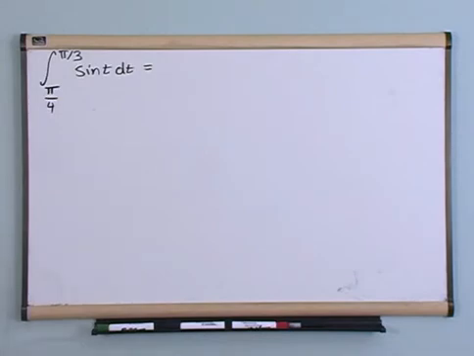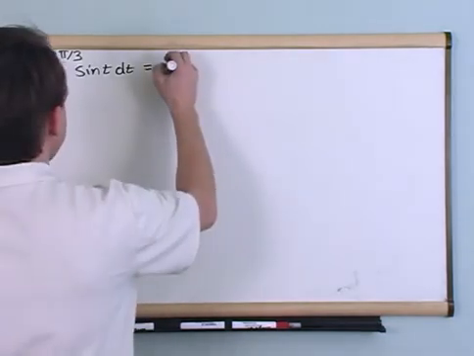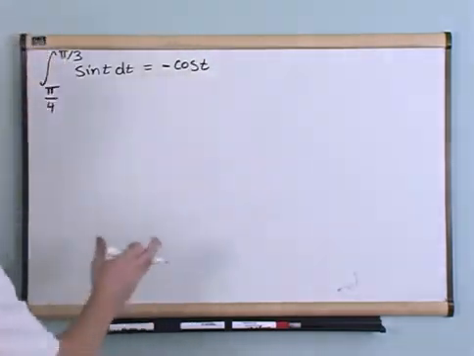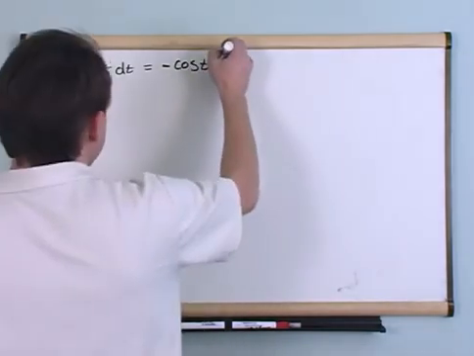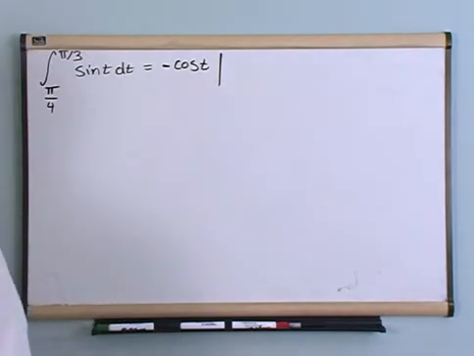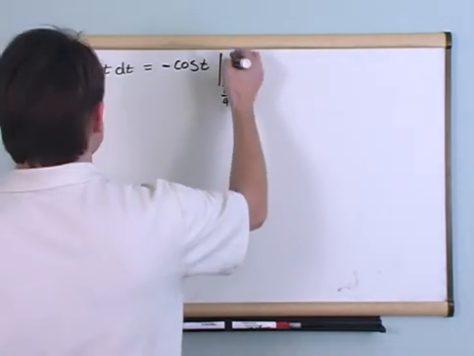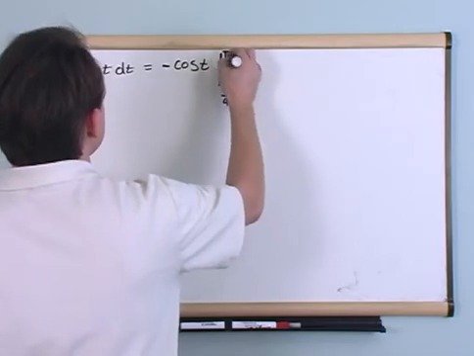Now, if you look back not too long ago, I told you what the integral of the sine function is, and that's negative cosine of t. That is the integral of the sine function. And you can find that in your textbook as well. It's just going to be given to you there. And you evaluate that from pi over 4 to pi over 3. Okay?